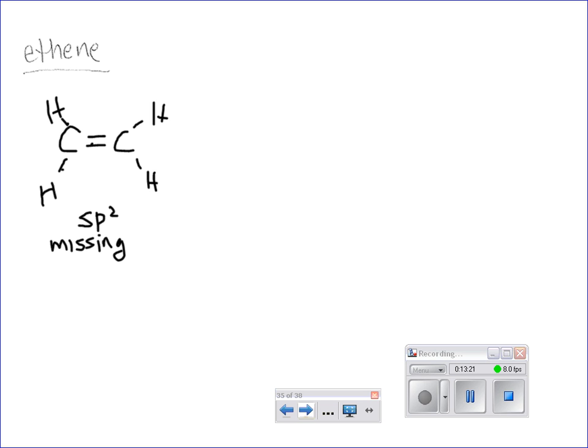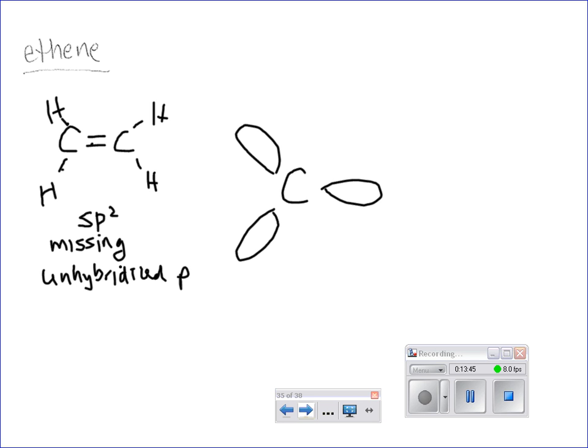So, sp2 hybridization. What is left undone? We have an unhybridized P, don't we? I'm going to show you what that unhybridized P does. All right, so to draw these, what we have is a C, and we've got 3 sp2 orbitals hanging around each. sp2, sp2.